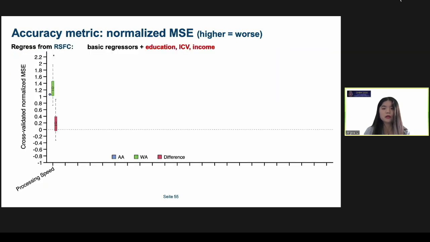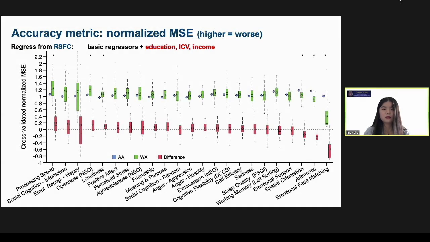Here I will show you the normalized MSE for individual behaviors. Same as before, blue means African Americans, green means white Americans, and red is the difference. A star indicates the difference is significant. We can see that the red bars overlap more with the zero line, implying that part of the group difference in predictive COD was related to different variance.